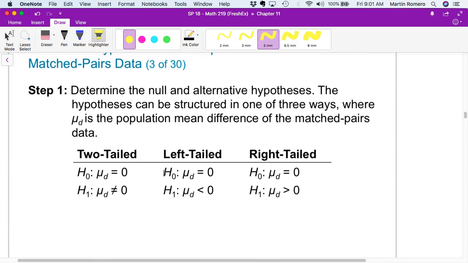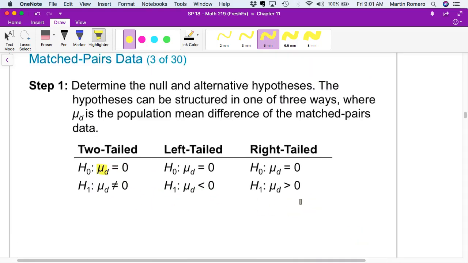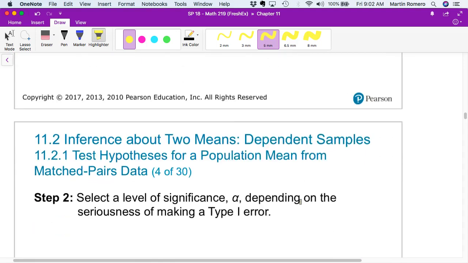And so step 1 is to write a hypothesis test. The big difference you see here is the mean difference. The mean, the average of the differences of the matched data, is equal to 0, or it's not equal, less than, or greater than. That's your step 1, writing your hypothesis test. We're going to do an example right now so we can see that.